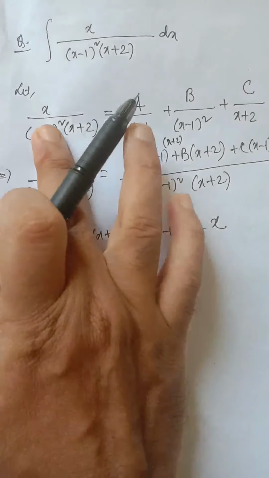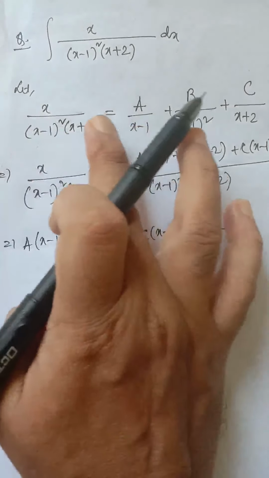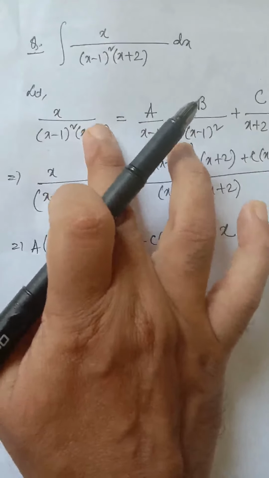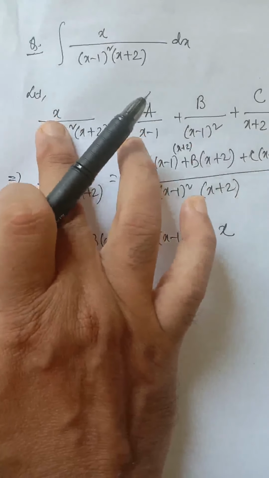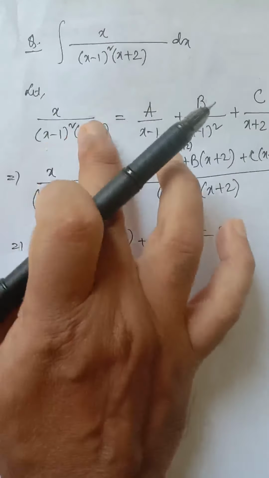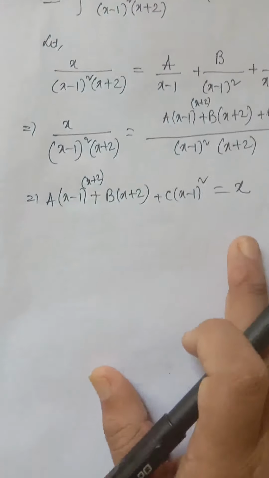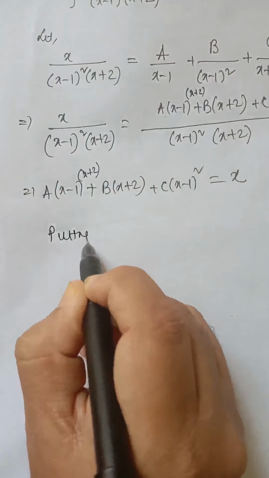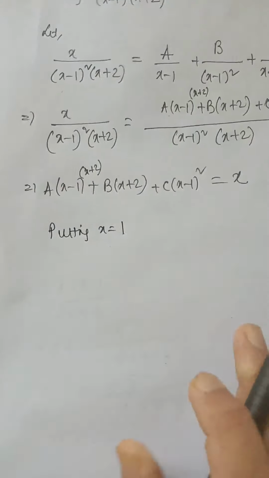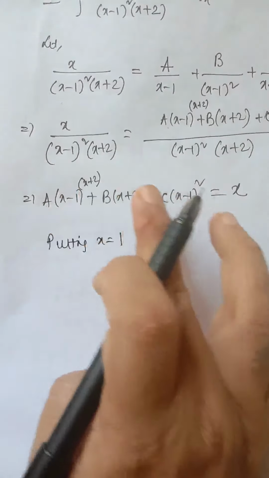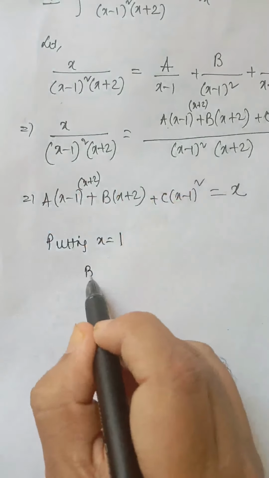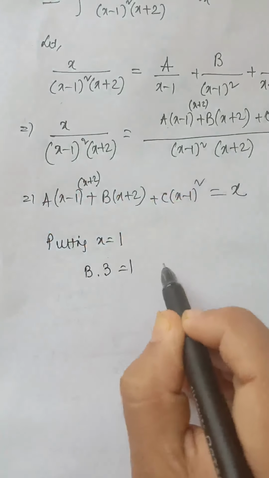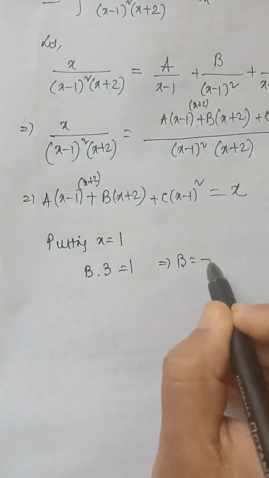Now you can see the factors of the denominator are x minus 1 whole square and x plus 2. X minus 1 will be 0 when x equal to 1, and x plus 2 will be 0 when x equal to minus 2. So putting x equal to 1, this will be 0, this will be 0, we will get b into 3 equal to 1, so b equal to 1 by 3.